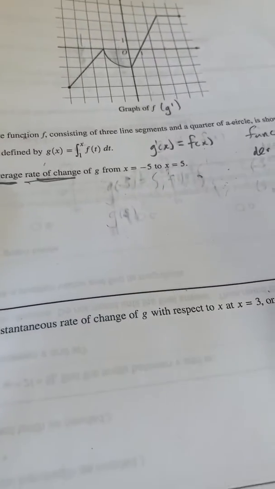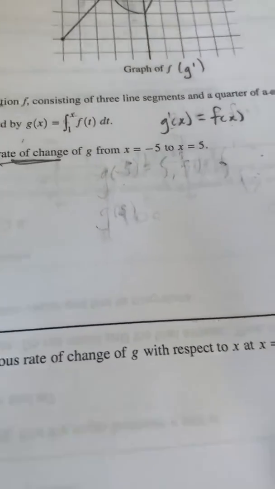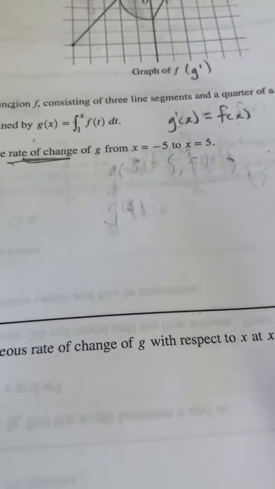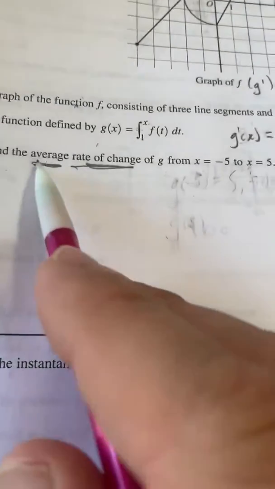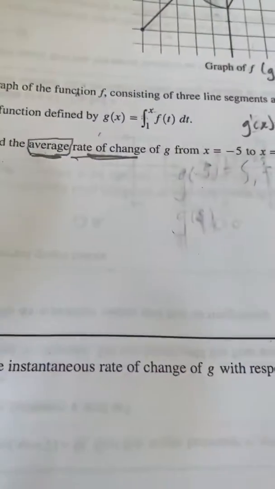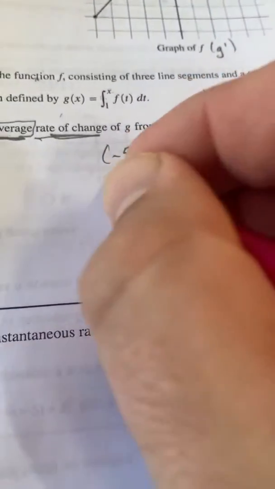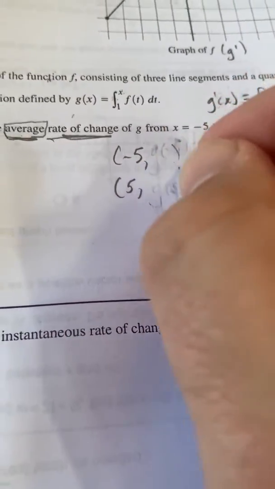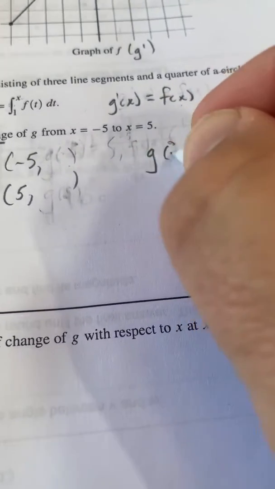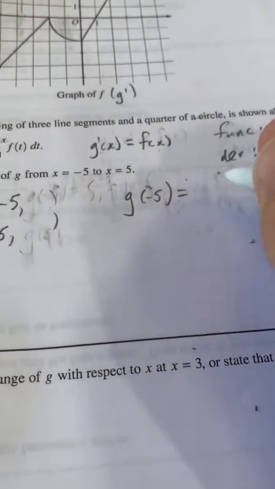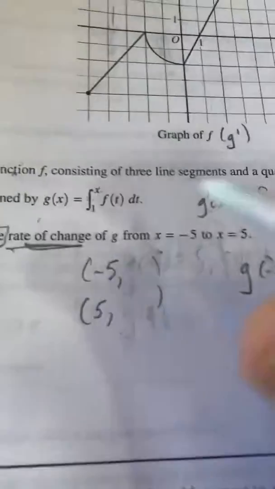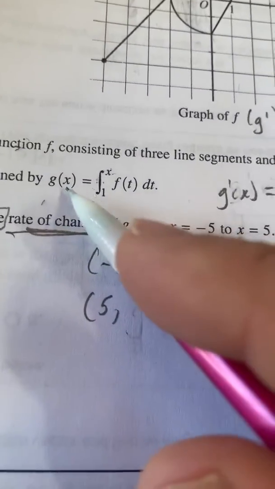Part A says find the average rate of change of g from x equals -5 to x equals 5. So average, there's that word again. We're either doing average slope or average value. This is average slope. So I need a point -5 something and a point 5 something. So I have to find g of -5. G of -5 is the integral from 1 to -5. G is just a function of x, so if I plug a -5 here, I plug 1 there.